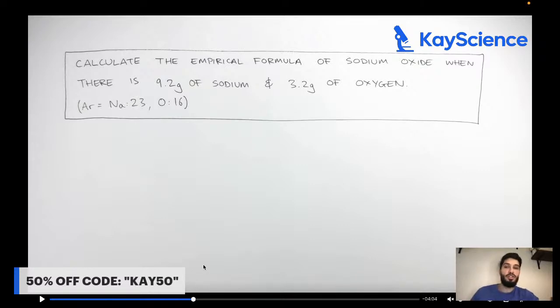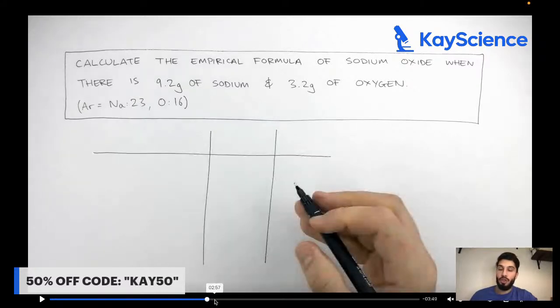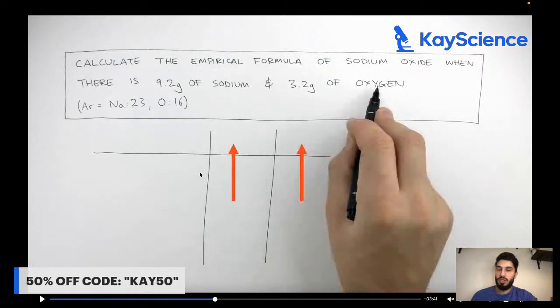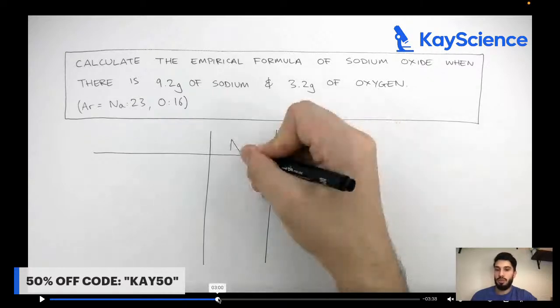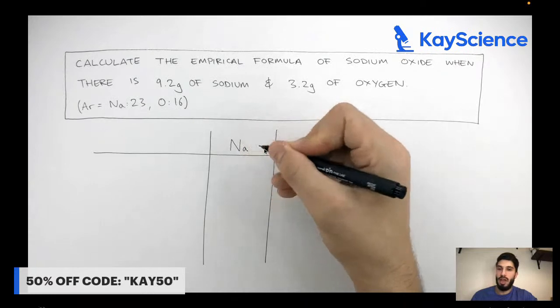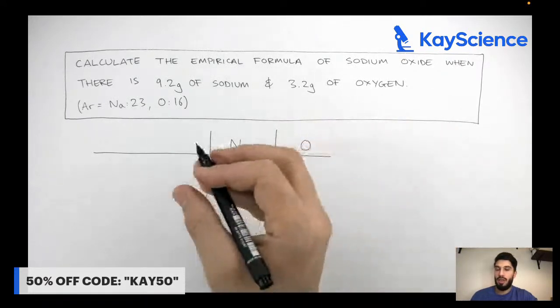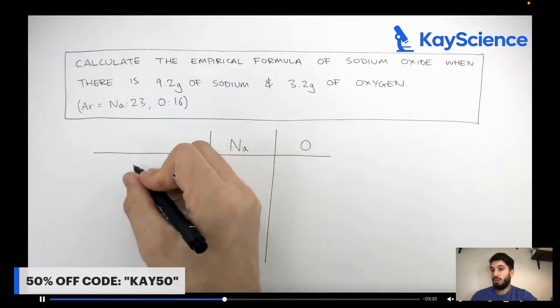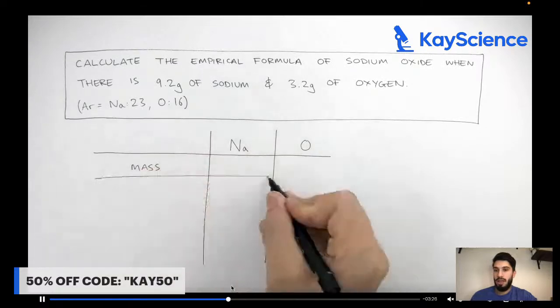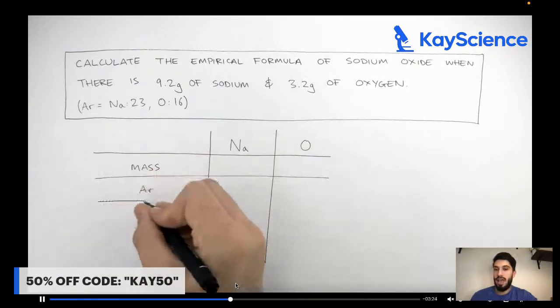Now, there's a technique to use when you do this. Okay, you have to draw out this table every single time. You need to learn how to do this. So you draw a table which looks something like this initially. And where the red arrows are pointing to, you write sodium and oxygen, either the symbols or the names. It's your choice. So Na is sodium, O is oxygen. Then what happens is on the first row, you write mass. And then on the next row, you write AR.